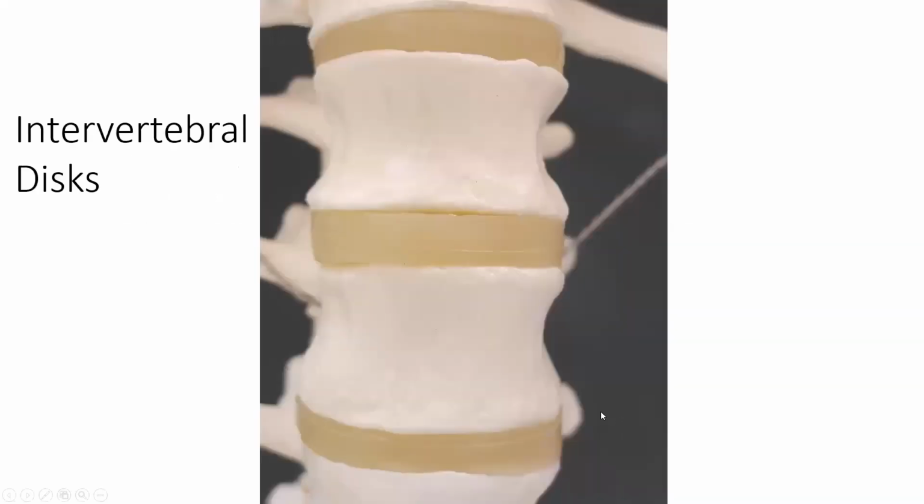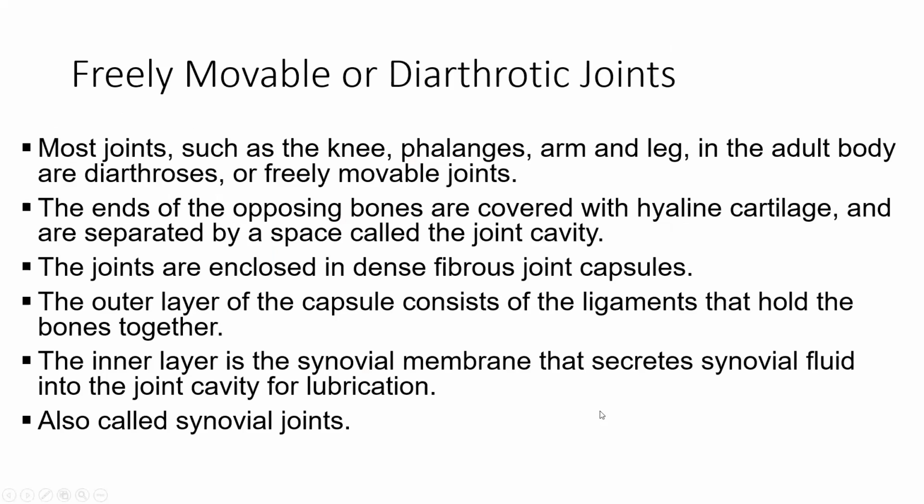There's our intervertebral disc. So now, the freely movable joints are the diarthrotic joints: the knee, the fingers and toes, the phalanges, the arms and the legs. These are all freely movable joints. There are more of these than anything else. The ends of the bones are covered with hyaline cartilage and are surrounded by a capsule that forms a cavity filled with what we call synovial fluid. The synovial fluid has the density of heavyweight motor oil or maybe pancake syrup. It's sort of gushy in there.